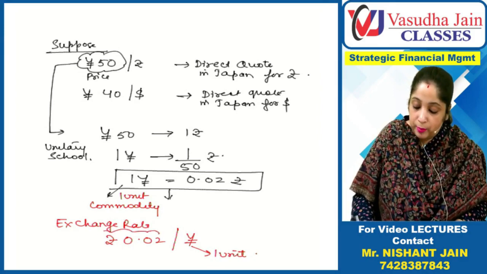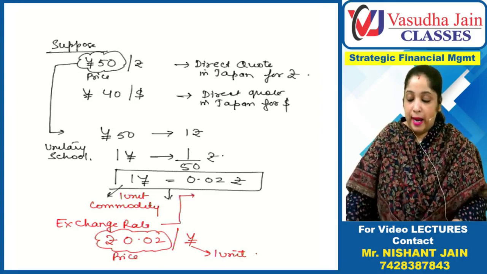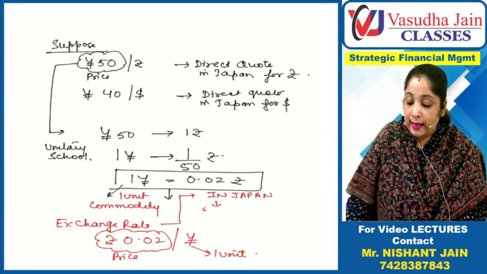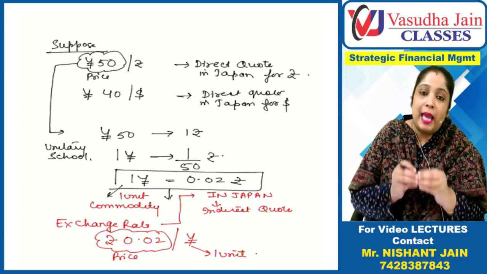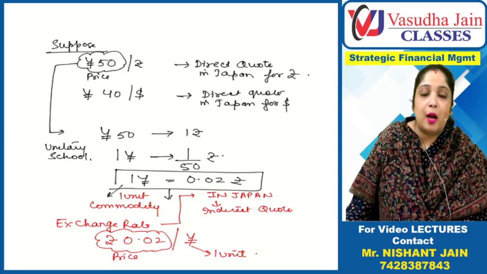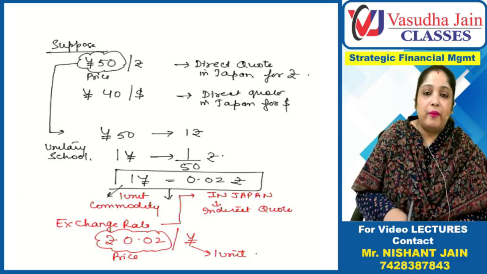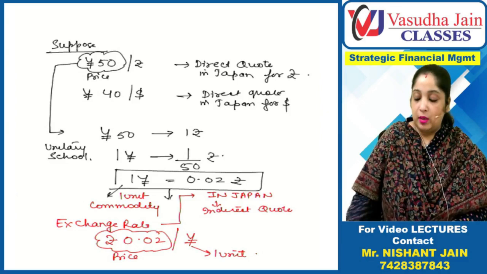So now this is going to play the role of price. Now my dear friends, this is in Japan. If I ask in Japan, this is not a direct quote. This becomes an indirect quote, because in Japan the home currency is yen, and yen is not playing the role of price, it is playing the role of commodity now. Now in Japan, you are asking to buy yen, so it is not the right way of quoting, so it will be termed an indirect quote in Japan for yen.